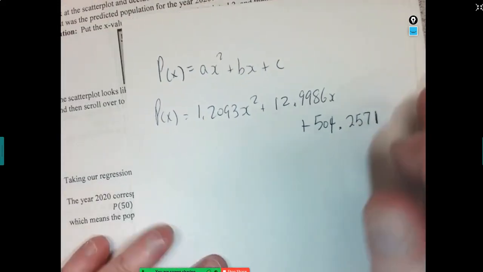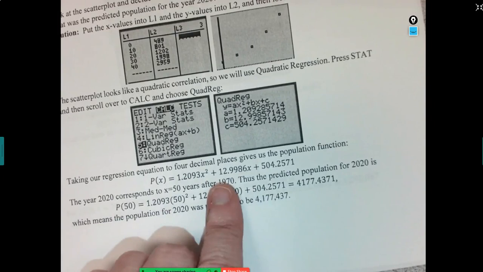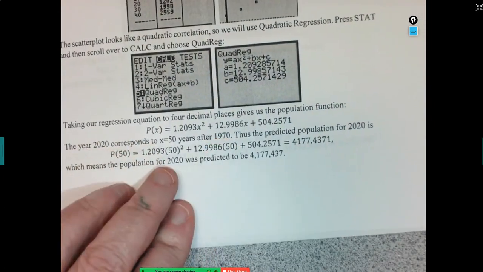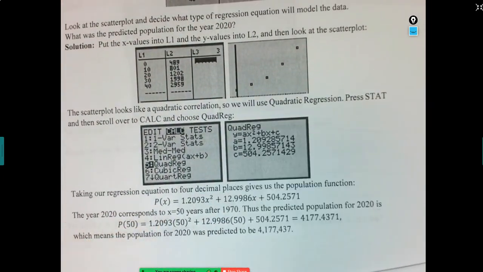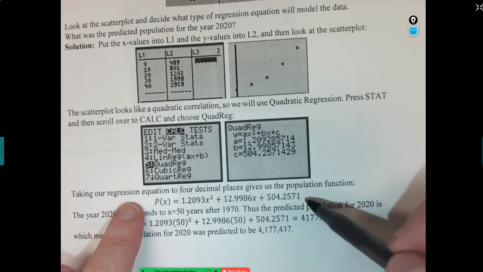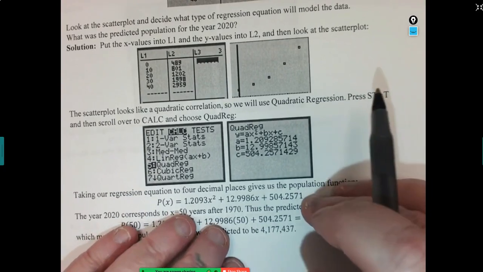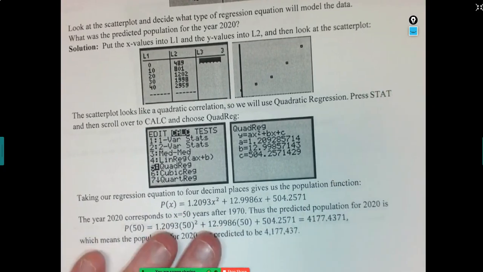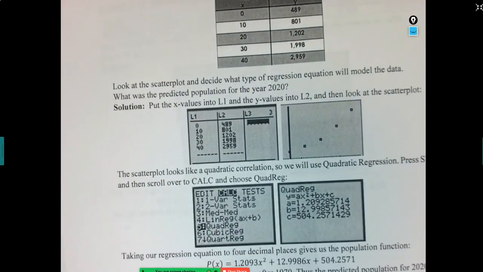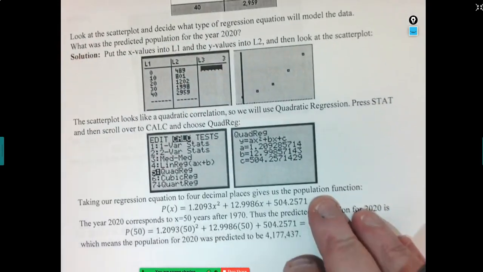Okay, that's my regression equation, and that's shown there on the help sheet. Now, in WebWork, unfortunately, that's all they ask you for. And for the life of me, I don't know why they don't have any questions where they make you use this formula. So the question here: what was the predicted population for the year 2020?